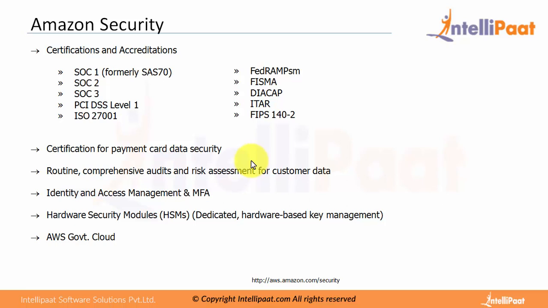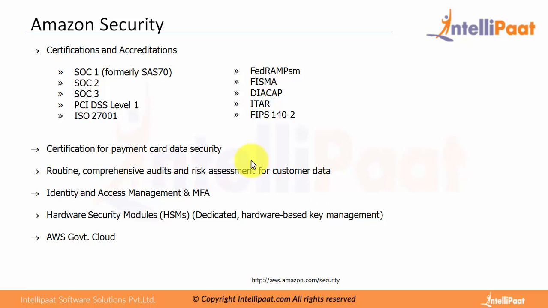Amazon also has various certifications and accreditations. Whatever the industry standard required, like SOC 1, SOC 2, SOC 3, or HIPAA, or ISO 27001, and FISMA, and many more, Amazon is compliant for that. On top of that, it offers multiple ways. It offers you Identity and Access Management. It offers you hardware security modules. It offers you the government cloud.